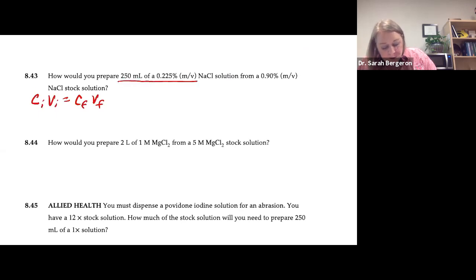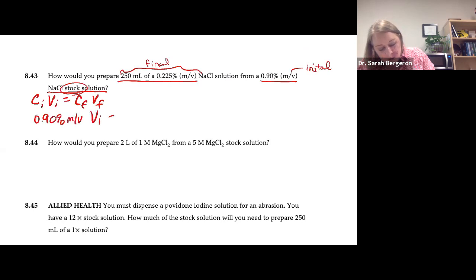Okay, so now you have to know what's your final and what's your initial. So be careful with this one. This is my final. This is what I'm trying to prepare. This is my initial because it's my stock. So be careful about that. Okay. So here I'm given my concentration initial as 0.9% mass by volume. I don't know my volume initial. I have 250 milliliters, 0.225.